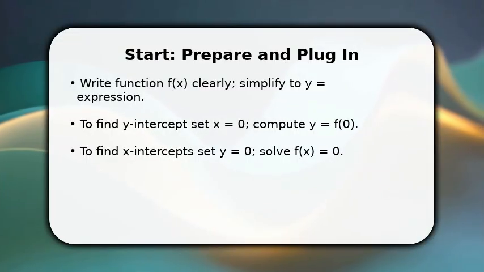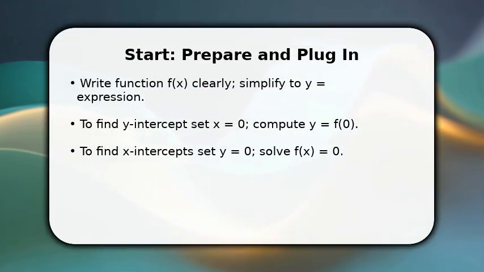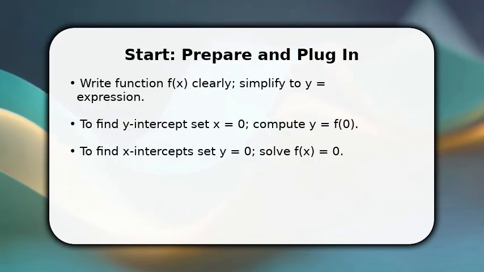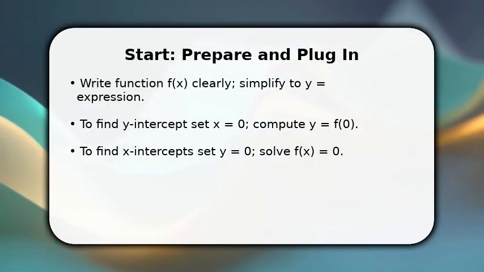You already know the function. Now write y equals f(x), and simplify any algebraic terms. Once done, find the y-intercept by setting x equal to 0 and calculating y equals f(0). That gives the point (0, y).